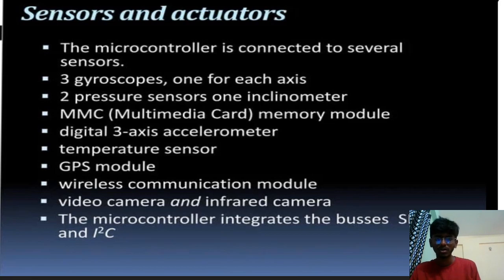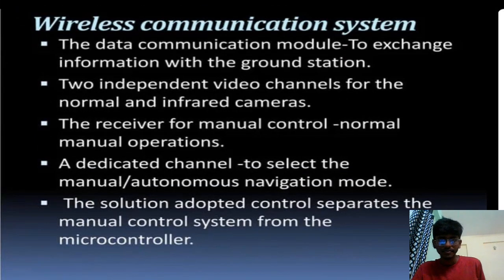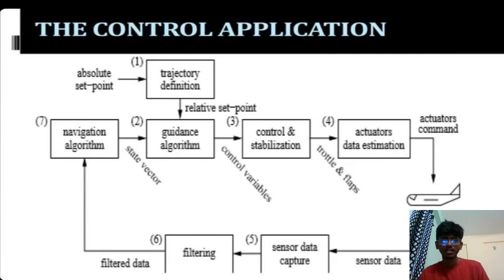The microcontroller integrates the buses. Wireless communication system: the data communication module to exchange information with the ground station, two independent video channels for the normal and infrared cameras, the receiver for manual control in normal operations, and a dedicated channel to select the manual or autonomous navigation mode. The solution adopted separates the manual control system from the microcontroller.